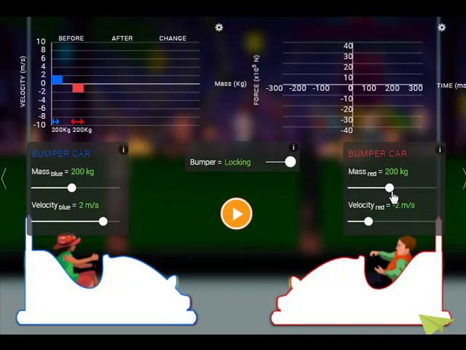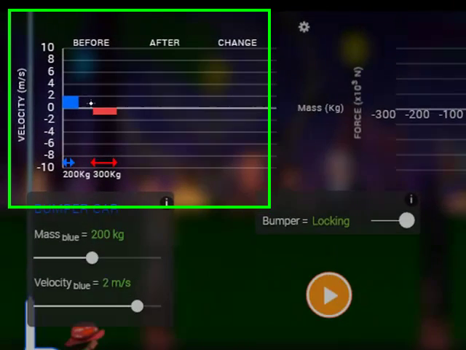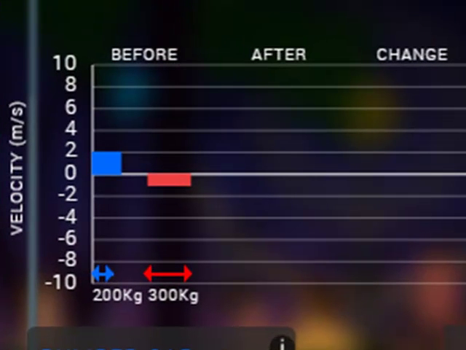Same thing with the red. I can slide this back and forth, changing the width of the red rectangle. In this case, I'll leave it at 300. And then we can change its height by sliding this back and forth. The height of that rectangle, in this case, we're going to make it negative. The height of that rectangle represents the velocity. The area of each of the rectangles indicates the momentum of each object.